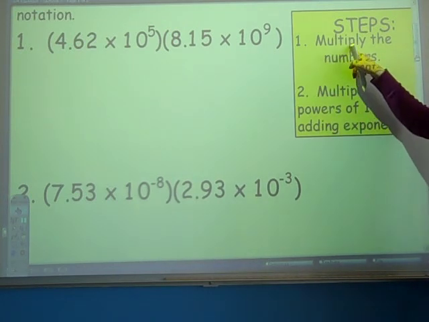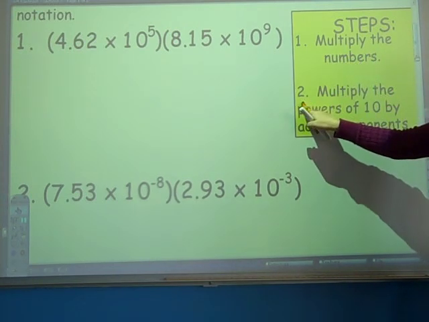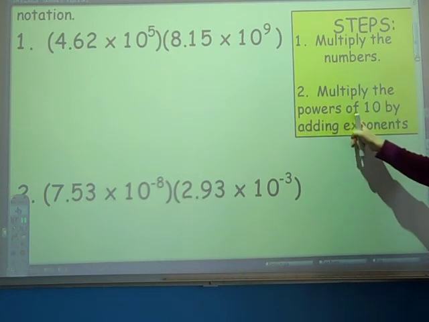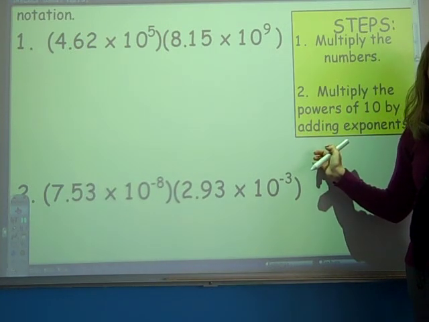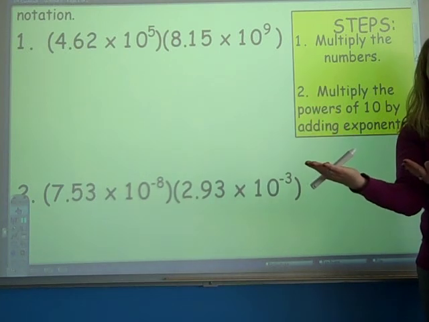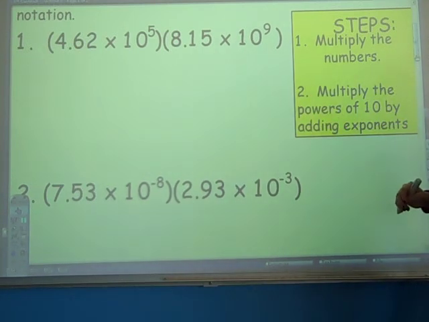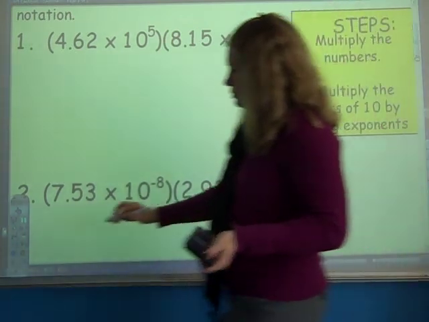The first step, you're going to multiply the numbers. The second step, you're going to multiply the powers of 10 by adding their exponents, and that's the product of powers rule. When you're multiplying two things with the same base, you add their exponents. So, let me do some with you.